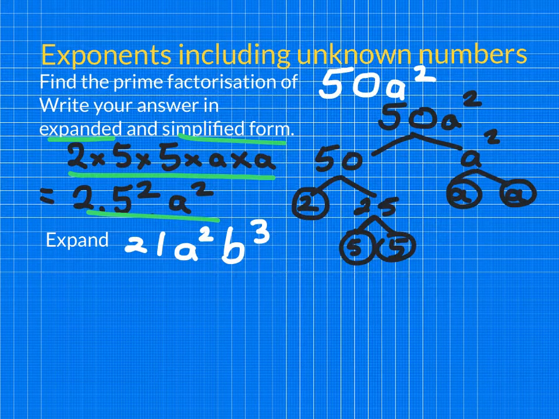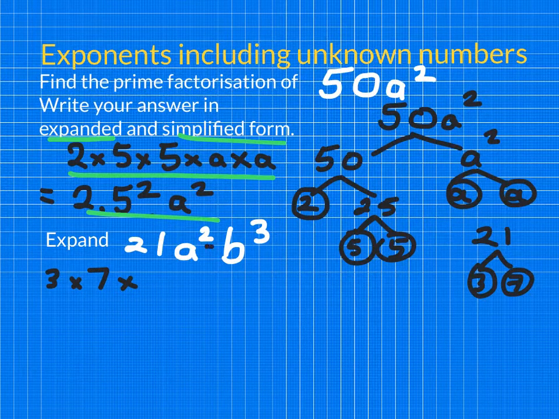Therefore, if we're asked the question to expand 21a squared b cubed, that means we're going to write it in a kind of longhand. So if we find the prime factorisation of 21, 21 is 3 times 7. So to expand 21, we'd have to call it 3 times 7 times a to the power of 2, where the exponent power of 2 means it's a times itself twice, and then b to the power of 3 means it's b times itself 3 times. So therefore, it's all been expanded out.